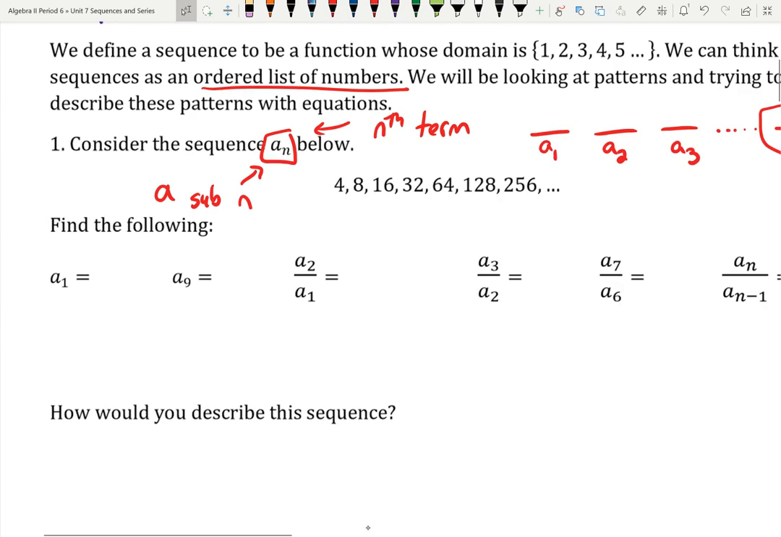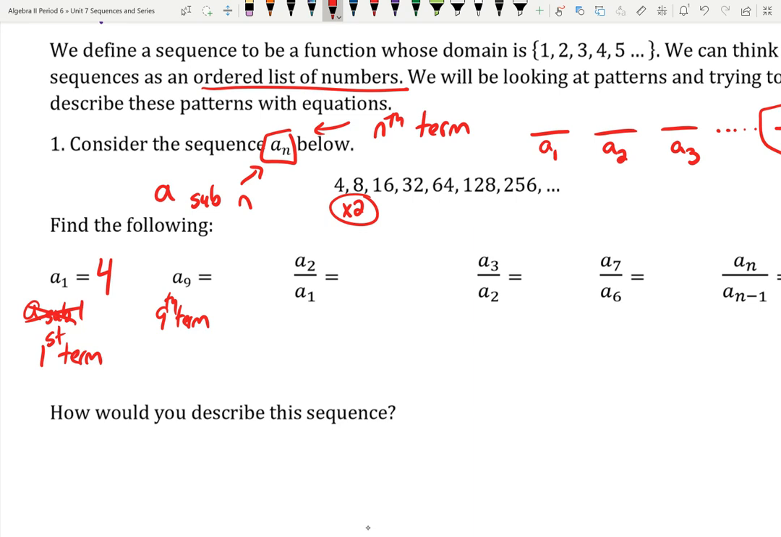So here's the sequence, 4, 8, 16, 32, 64. Okay, I think I see the pattern here. It looks like it's a times 2 pattern. It looks like I keep multiplying by 2. So find the following. This is A sub 1. But I don't want you to think of that. I want you to think of the first term. What's the first term in this sequence? 4. What is A sub 9? This is the ninth term. Who is the ninth term in the sequence?